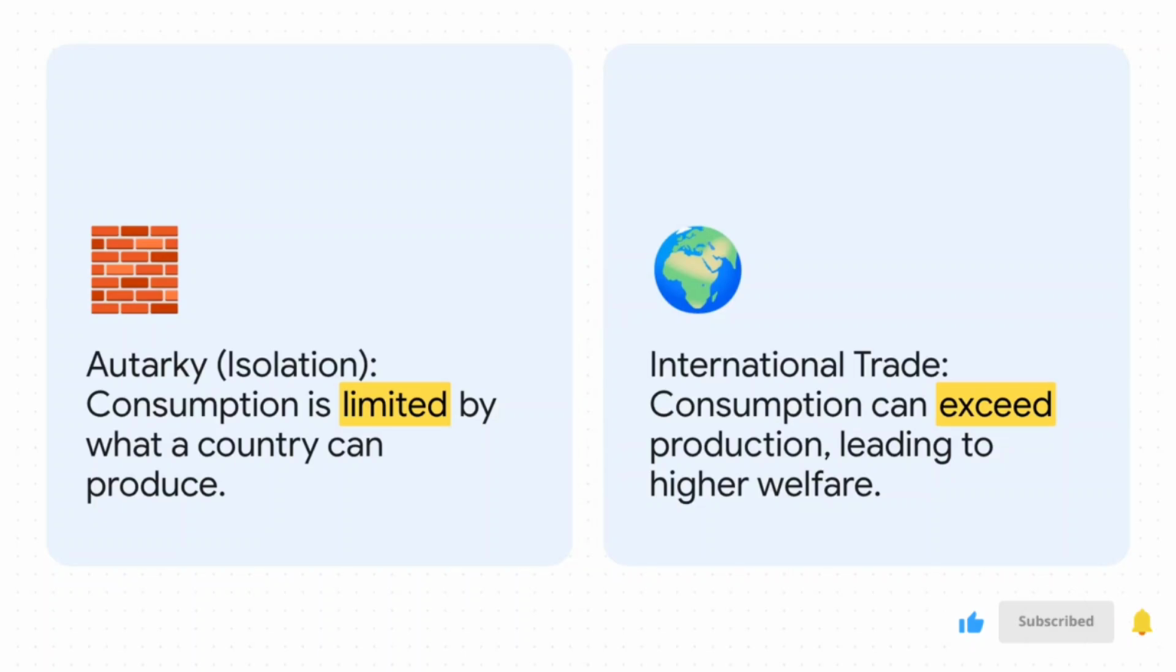And this slide just lays it out perfectly. On one hand, you have autarky, that's the fancy economics word for complete economic isolation. In that world, you can only consume what you produce. That's it. But with international trade, a country can actually consume more than it produces. Think about that. It lets us live beyond our own production limits, which means a better life for everyone.